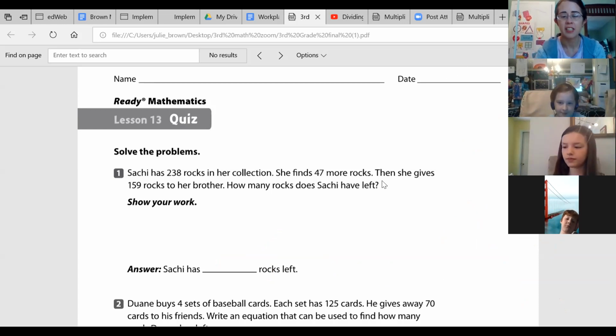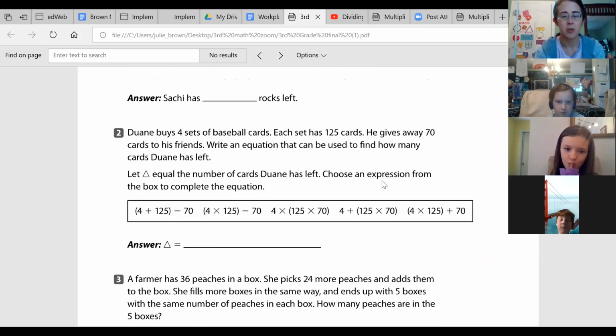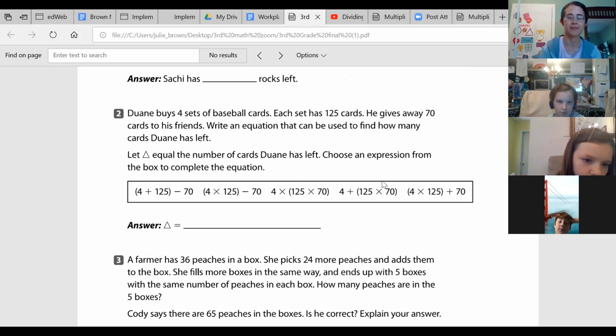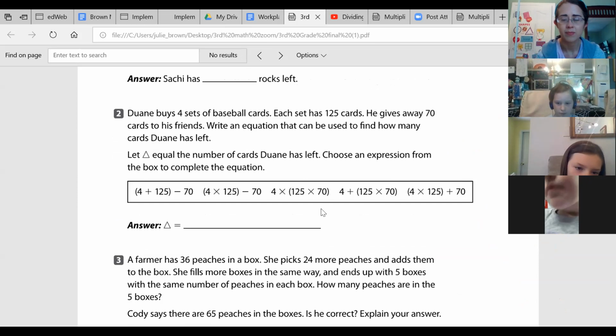Let's keep on going. Hadley, would you read number 2 about Dwayne? Wayne buys 4 sets of basketball cards. Each set has 125 cards. He gives away 70 cards to his friend. Wayne makes an equation that can be used to find how many cards Dwayne has left.